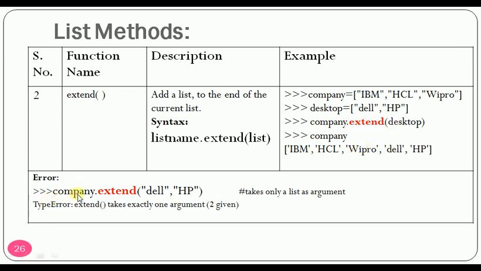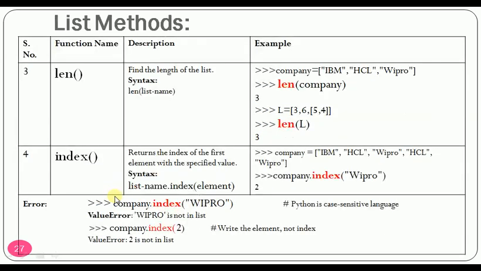Now look at this example, company.extend, within the bracket I am specifying Dell and HP. I am giving two strings here. This will generate an error message because I am not supplying a list to this extend method. So this will generate a type error. You have to mention a list only to the extend.